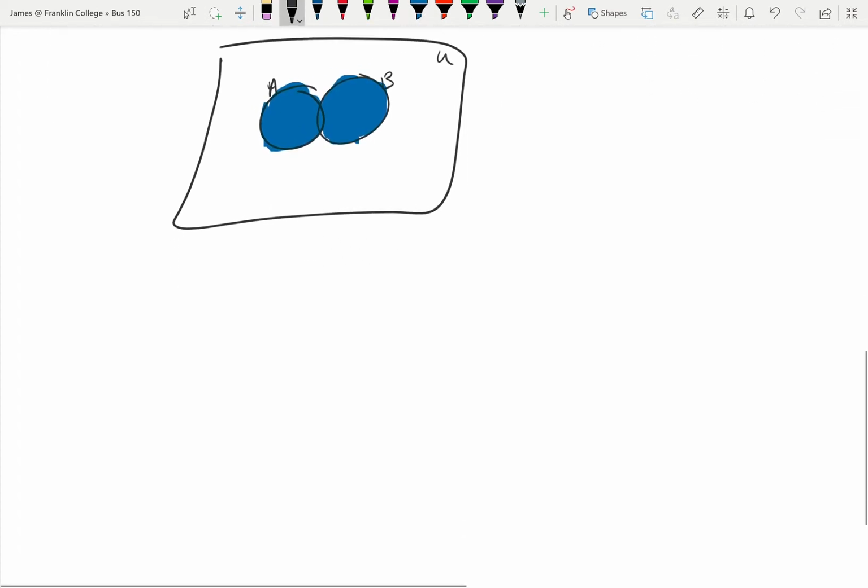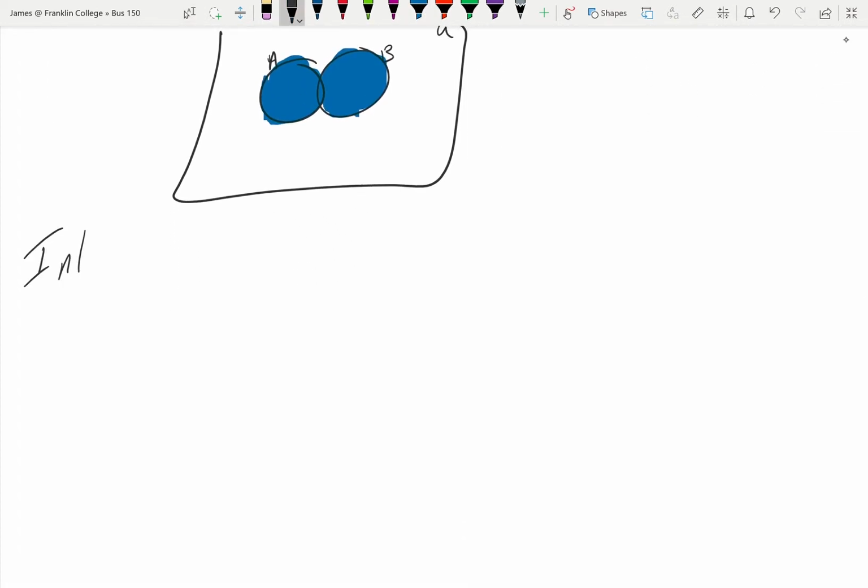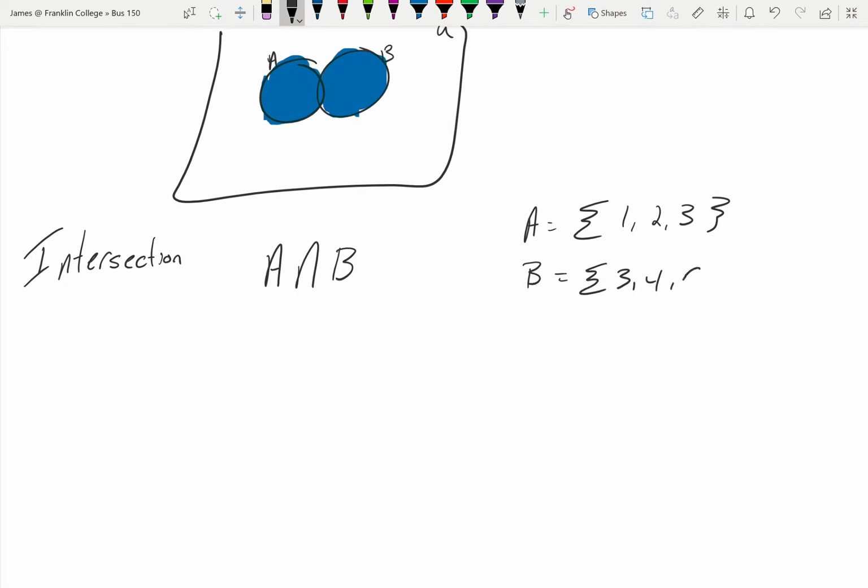Okay. We can also talk about the intersection between two sets. So A intersect B. Once again, we have that big U shape, but this time turned upside down. If we have the set A as 1, 2, 3, and the set B as 3, 4, 5, then A intersect B is just the element 3. 3 is the only element that's in both of these sets.